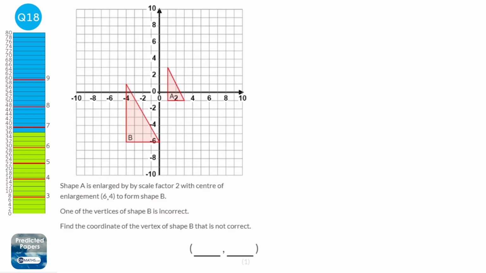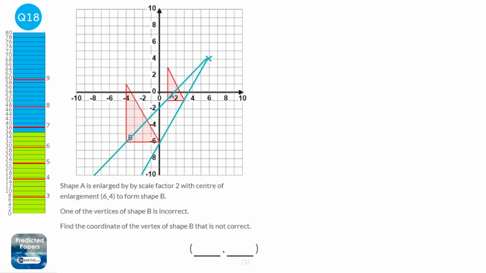So in this question, we are told that the centre of enlargement is at 6, 4. So let's just put across there. And what I'm going to do is just draw ray lines from the centre of enlargement. And we're just going to go through each of the corners of our shape A. And we're going to just check whether it goes through the corner of shape B, which it does on this one. Let's just keep going.